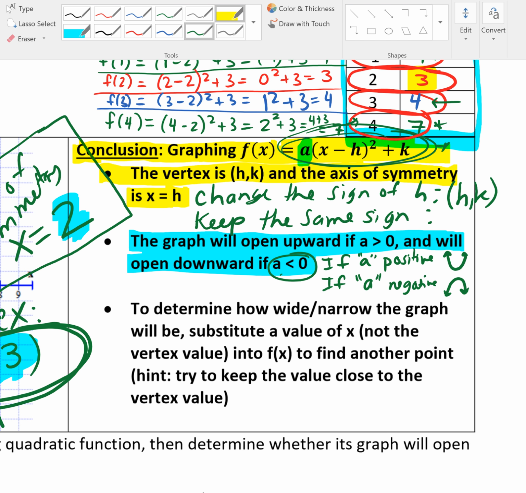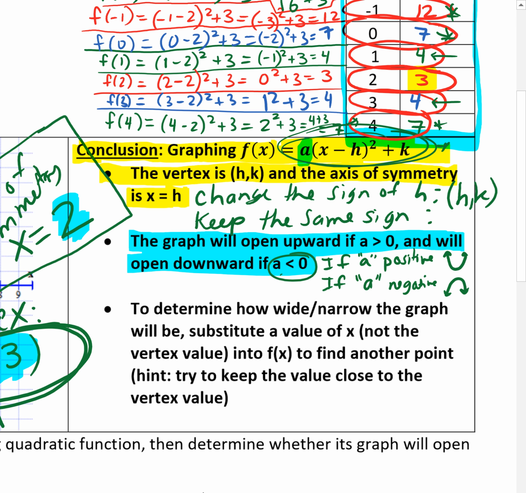Okay. So it'll pretty much tell us everything about the graph, because if you know where the vertex is, you'll kind of know where the graph starts. And then if you know whether it opens up or down, then you pretty much know the graph. The only thing we're missing now is how wide or how narrow these things are, because that value of a will actually matter. If a is a large number, it'll be a really narrow parabola. If it's a really small number, it'll be a wide parabola, which kind of is counterintuitive.